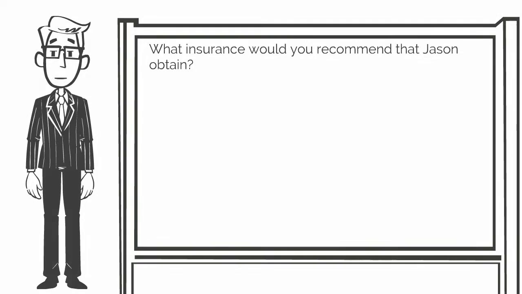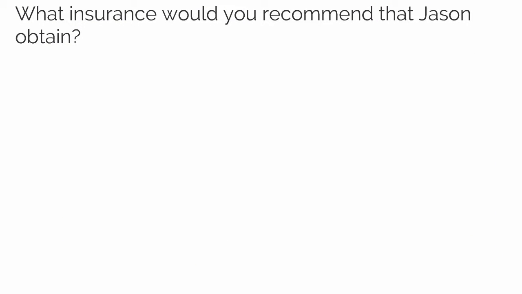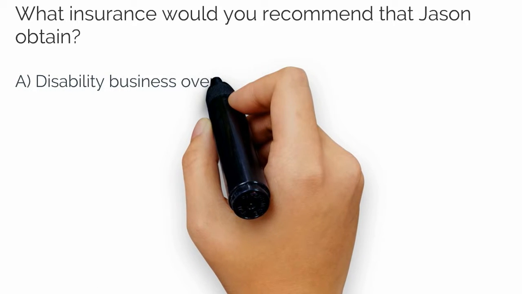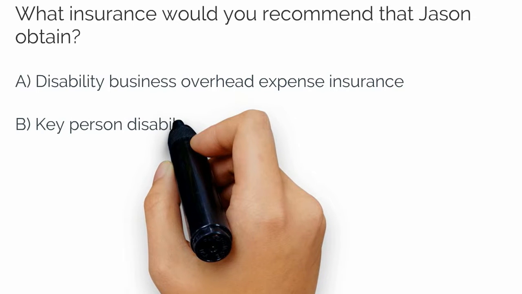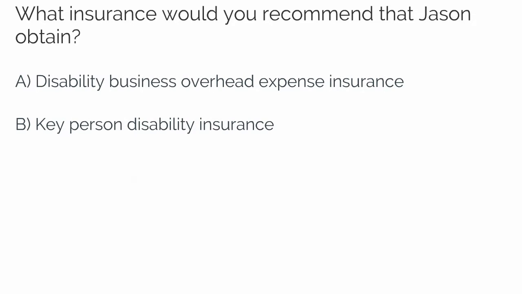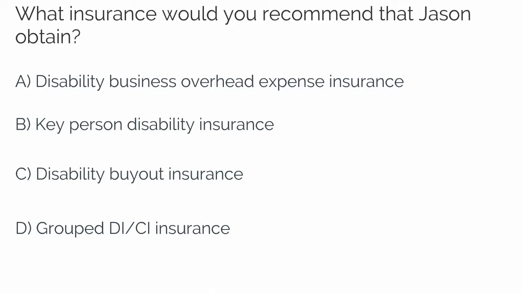Given this scenario, what insurance would you recommend that Jason obtain? A. Disability business overhead expense insurance. B. Key person disability insurance. C. Disability buyout insurance. Or D. Grouped DI/CI insurance.